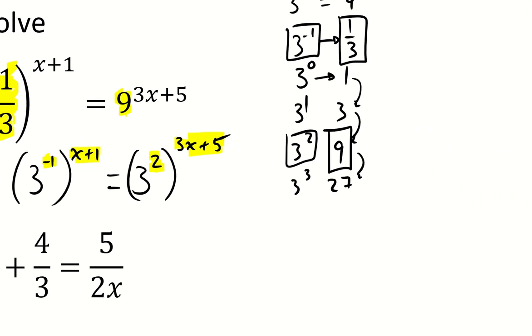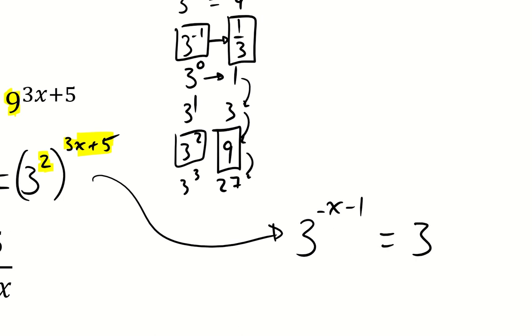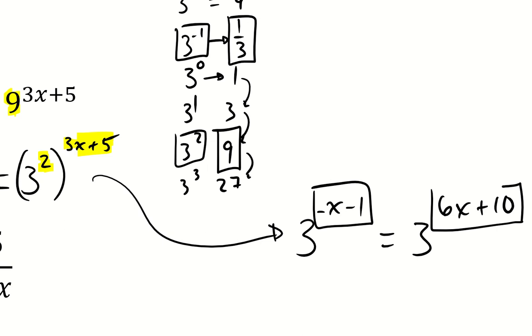Kind of didn't leave enough room for that, but I'll write it over here. This is going to become 3 to the negative x minus 1 power, and that will equal 3 to the 6 times x plus 10 power. Okay, so this is the place where we want to be, right? We've got identical bases. The bases are both 3.